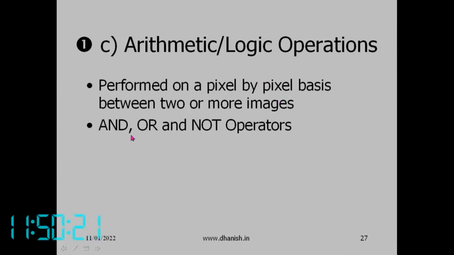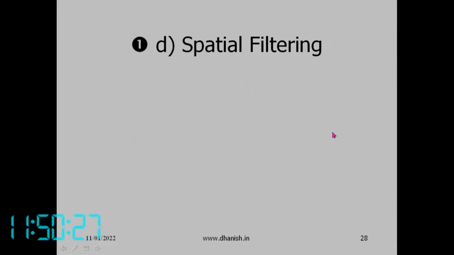The operators are AND, OR, and NOT. Image subtraction is also there. If you want to remove some object in the image, such as dust particles, then you remove that. If in that region you decide that it should be the background, so the color should be equal to the background, then it is subtraction.